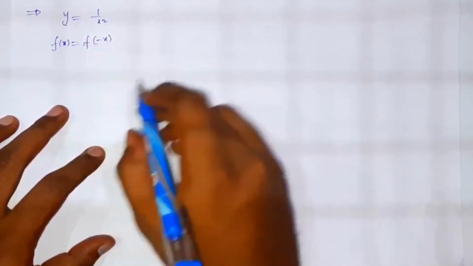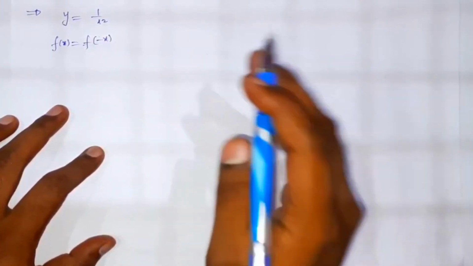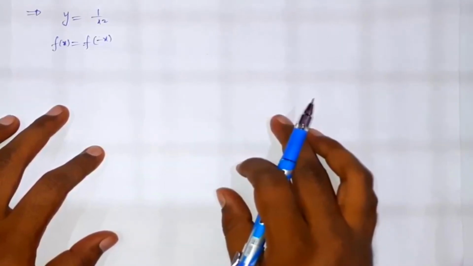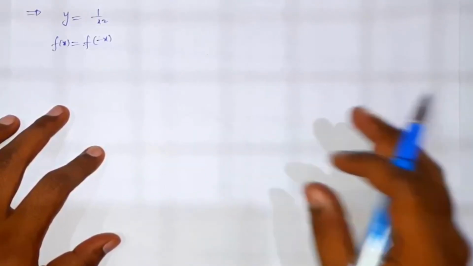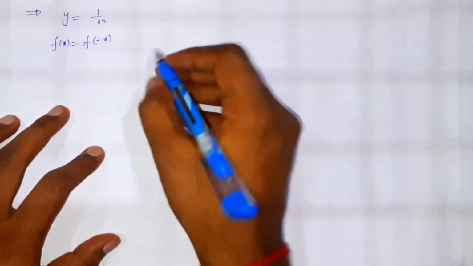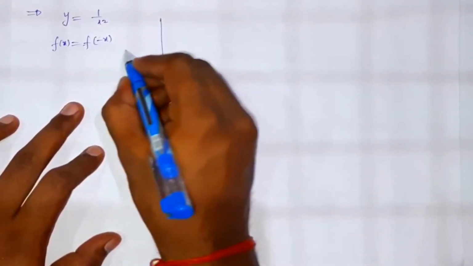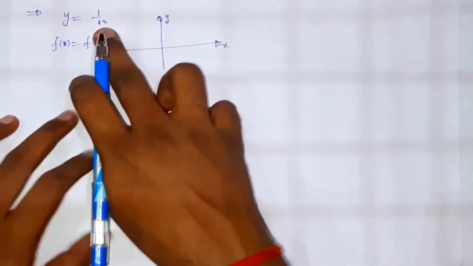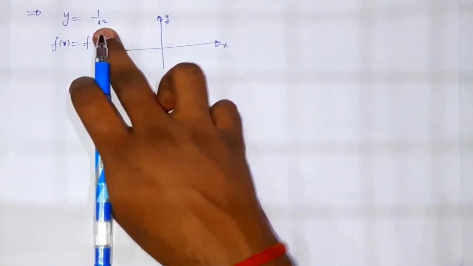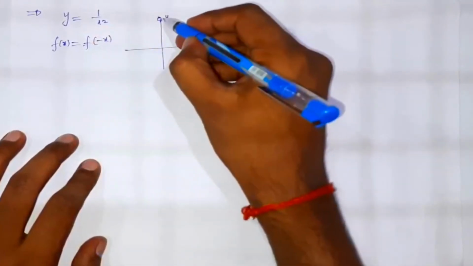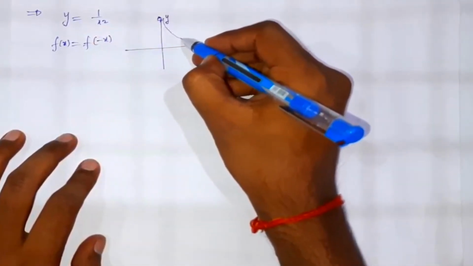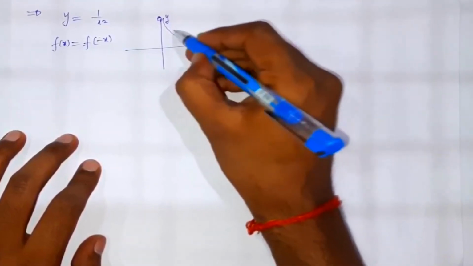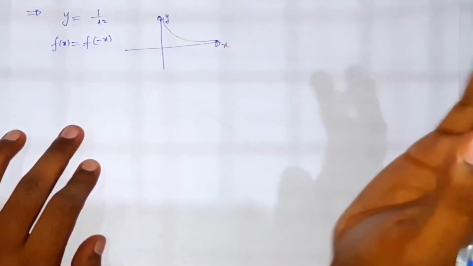So we need to draw one side of the y-axis, and the other side will be similar to the graph of the positive x-axis side. I hope it's clear. This is the y-axis, this is the x-axis. As x tends to 0, y tends to infinity, so this will be like this. As x tends to infinity, y tends to 0. So the positive side graph will be like this.